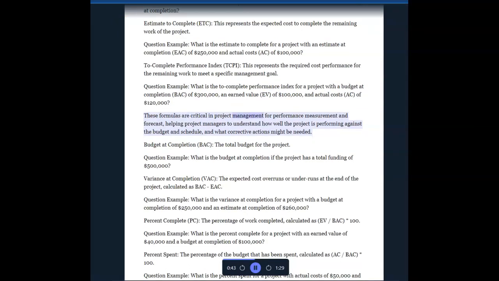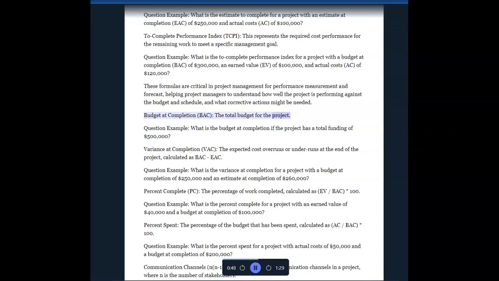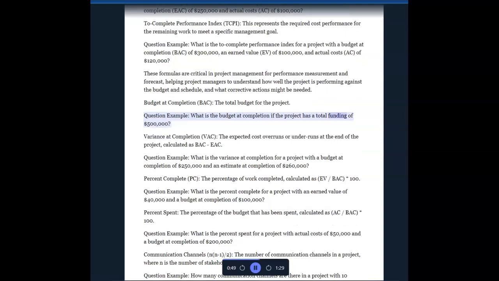These formulas are critical in project management for performance measurement and forecasting, helping project managers to understand how well the project is performing against the budget and schedule, and what corrective actions might be needed. Budget at completion, BAC. The total budget for the project. Question example: What is the budget at completion if the project has a total funding of $500,000?